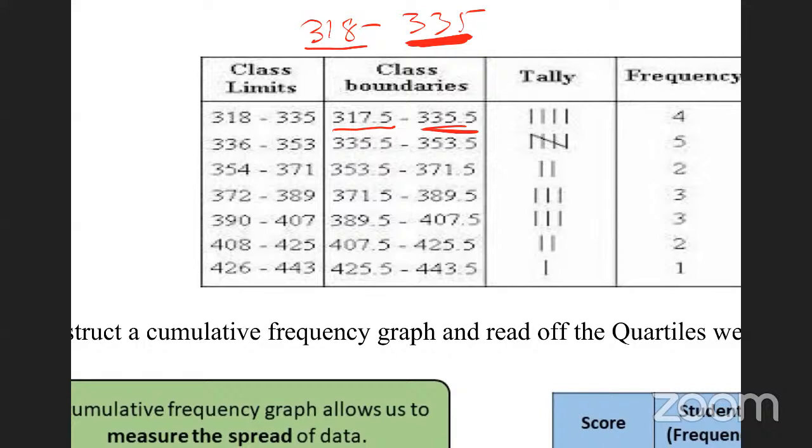Technically, it's less than 335.5. Well, why can't I include 335.5? Because if you include this, it becomes 336 when you're on the top, right? So really and truly it is all the values less than 335.5. Okay? So this is called your lower class boundary, and next one, the upper class boundary.